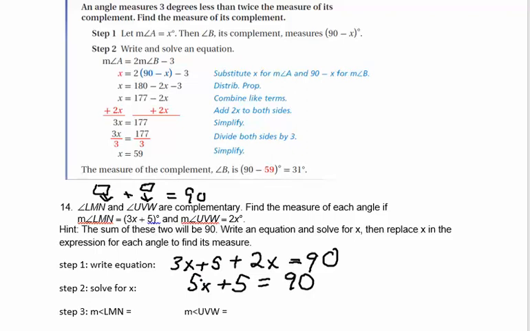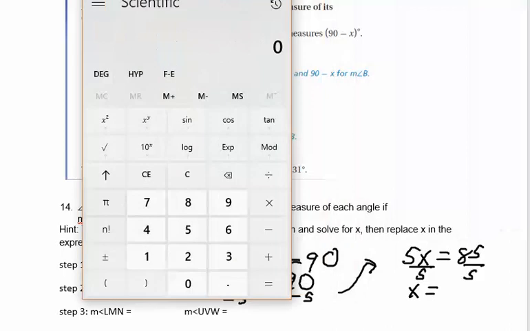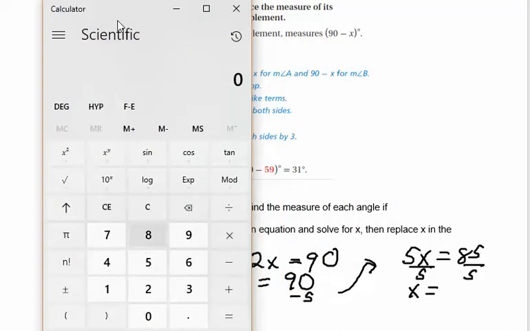And now this is a two-step equation. The next step is to undo any adding or subtracting. So I need to get rid of the plus 5 by subtracting 5 from both sides, which leaves me with 5x plus 5 minus 5 is 0, and 90 minus 5 is 85. And now I just divide both sides by 5. So x is equal to, and you can use a calculator if you don't have that one memorized. Everybody has a calculator on their computer, or you can have a handheld calculator, but you should definitely have a calculator at this point. That's 17.